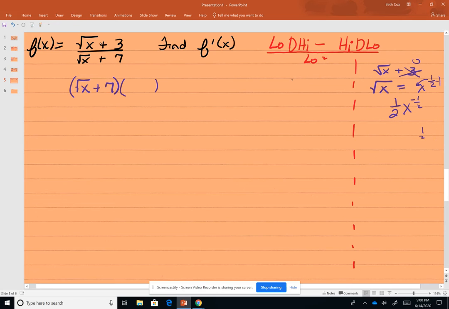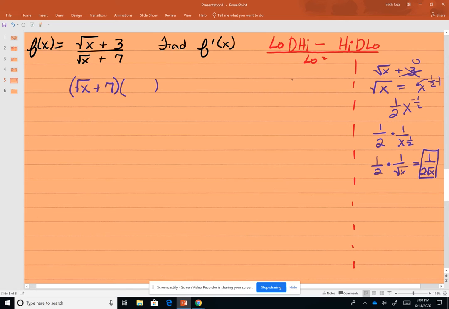So that's 1/2 times x to the negative 1/2, which would be 1 over x to the positive 1/2. And so that's 1 over the square root of x times 1/2. So the derivative of the square root of x is 1 over 2 square roots of x. There we go. So that's just the derivative of the square root of x. So anyway, back to the low-D high.